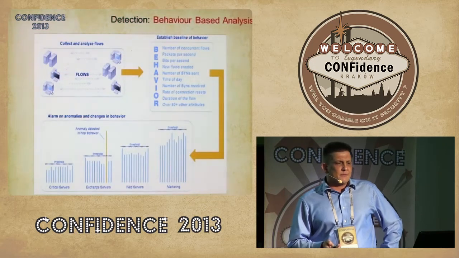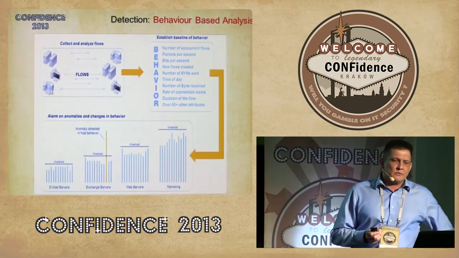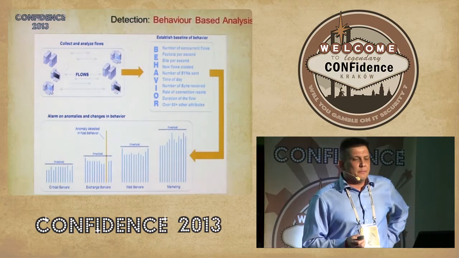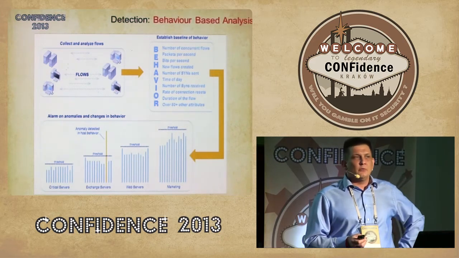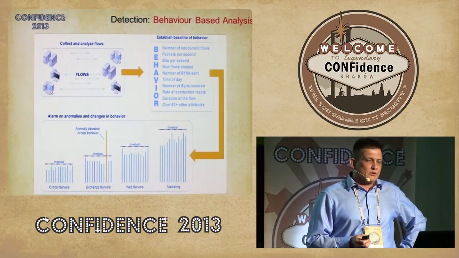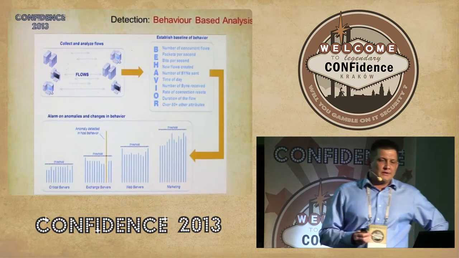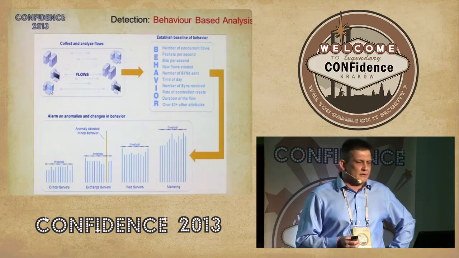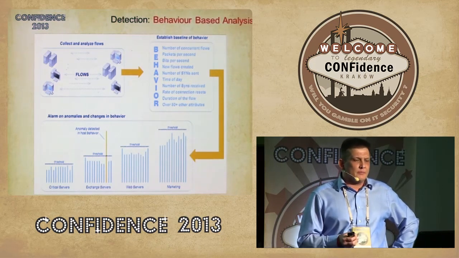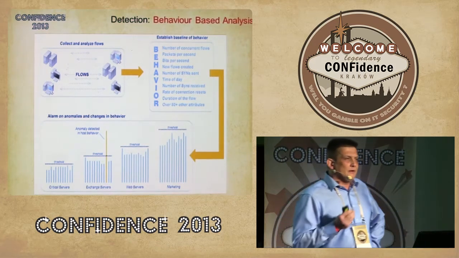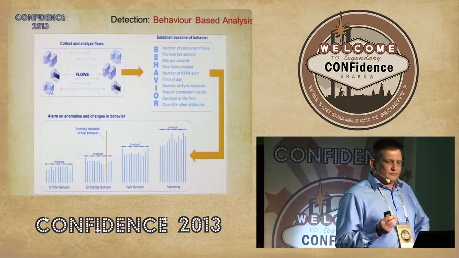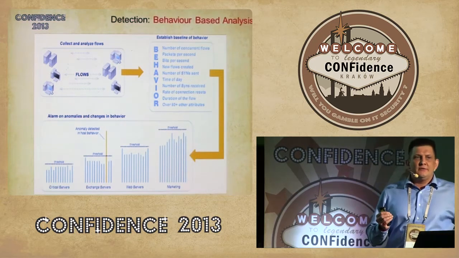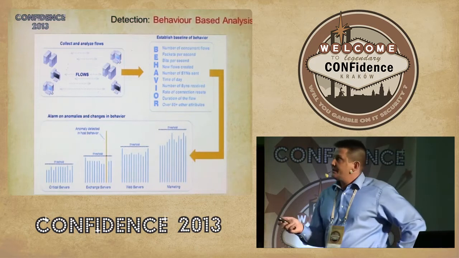If we look at those flows, we can look at the behavior that you normally have in a network. That could be the number of concurrent flows, packets per second, bits per second, whatever, time of day, number of SYNs. With that information, we create a behavior over time, and you see that down here.